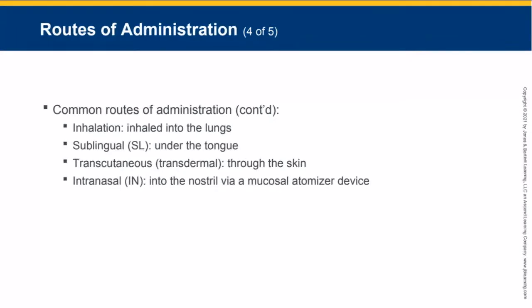Intranasal. This is the medication is pushed through the mucosal atomizer device that aerosolizes the liquid and delivers it into the nostril. Very quick absorption. This is seen like during administration of naloxone when you have an opioid overdose. That is one too that you may see in the emergency setting, although not very common here in Jamaica.